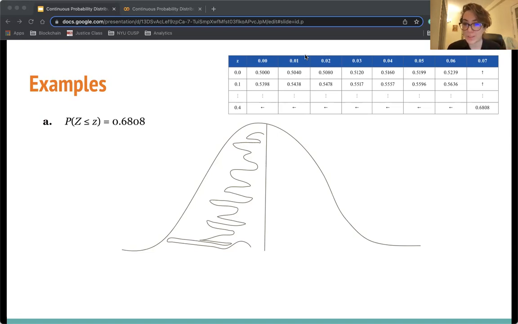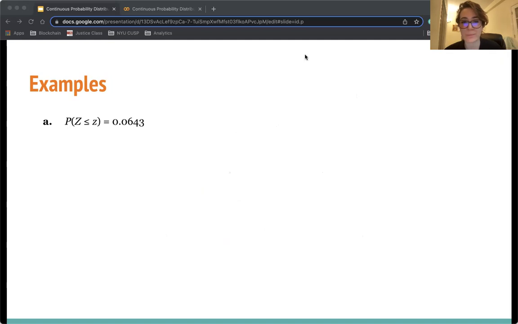Next, we'll go through an example where the probability is less than 0.5. So this one, the probability was just above 0.5, and now we know what that z-score would be given this probability. Okay, so in this case, what's the z-score for the probability of 0.0643?